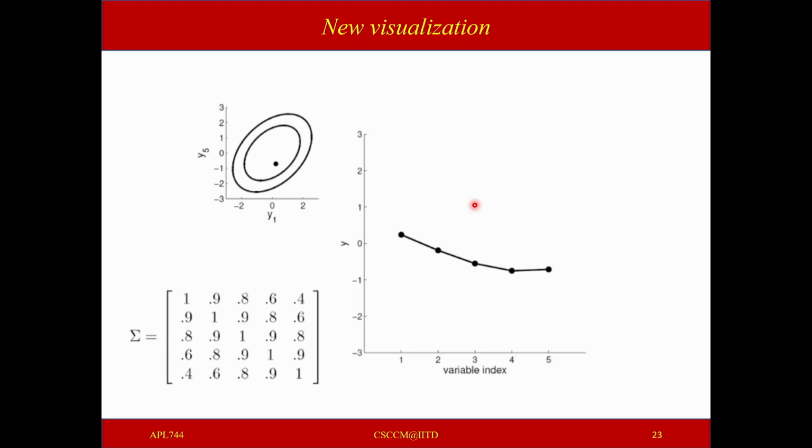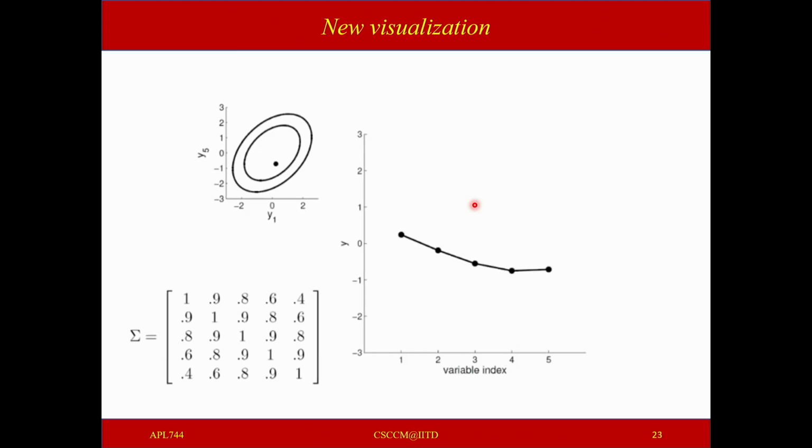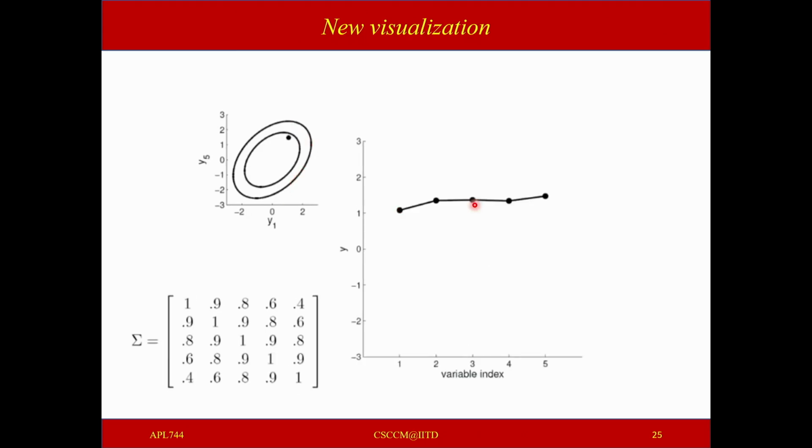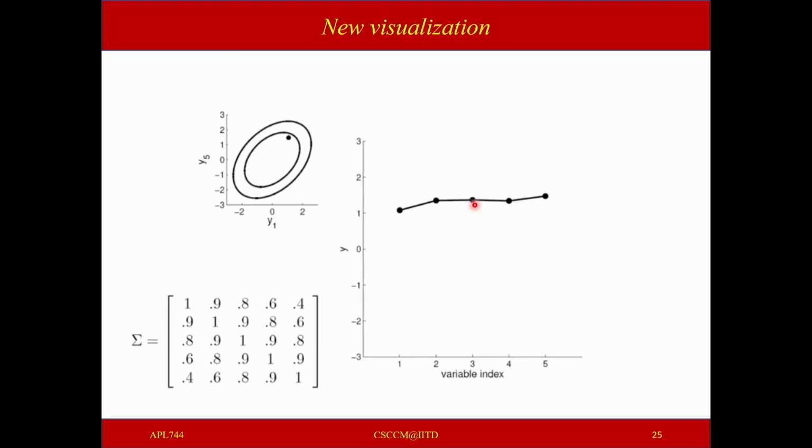Okay, let us draw another sample. This is how it will look. Sample 1, sample 2, sample 3, sample 3, sample 2, sample 1. Clear what is happening? So, each sample is now becoming like a function, or it looks like a function. Clear?